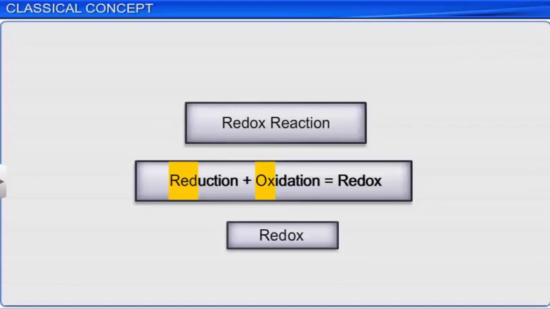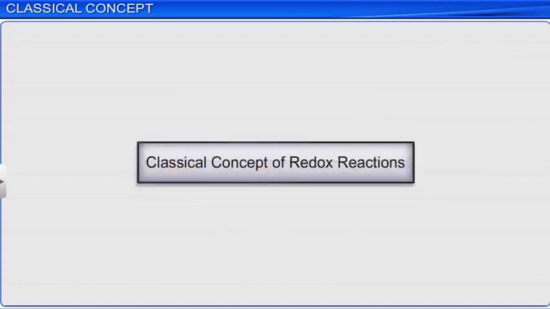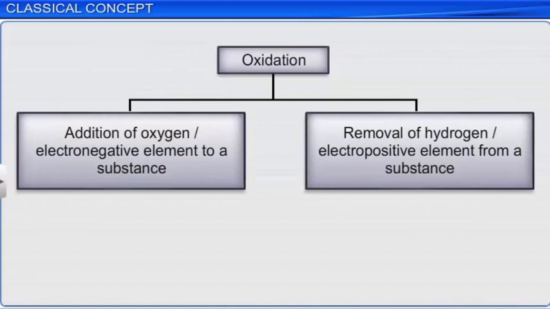In the earlier days, scientists came up with the classical concept of redox reactions. According to it, oxidation is defined as addition of oxygen or an electronegative element to a substance, or removal of hydrogen or an electropositive element from a substance.